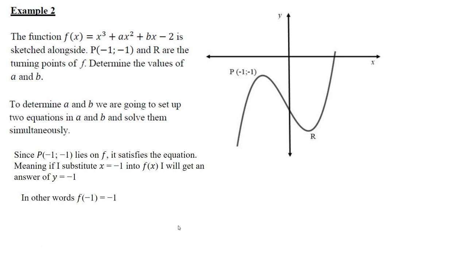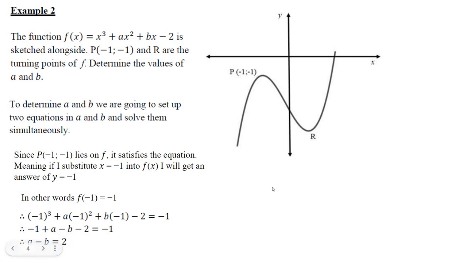That's all you do. You take -1 and put it in for x wherever you see x, and f of x is -1, and you work it all out so you have nothing but a and b left. You'd get -1 cubed is -1, -1 squared is 1 times a, -1 times b is -b. You've got a -2 and a -1, so there we've got -3. We add it to the other side and get 2. So there's our first equation, a minus b equals 2.